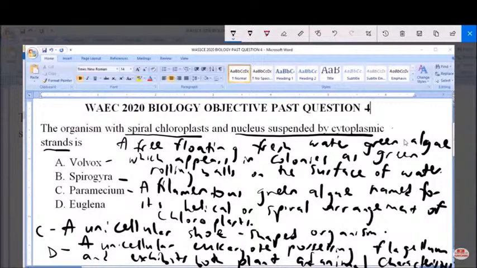So from these descriptions we have given, the Spirogyra, we said it's named because of its spiral arrangement of chloroplasts. And one key feature described in the question is the spiral chloroplasts. Now, it's also important to add that the Spirogyra also has its nucleus suspended by strands of cytoplasm, so cytoplasmic strands. So from this, after comparing the definitions, you would agree that option B, Spirogyra, is the organism with spiral chloroplasts and nucleus suspended by cytoplasmic strands. Spirogyra is option B, and the correct answer to this question.